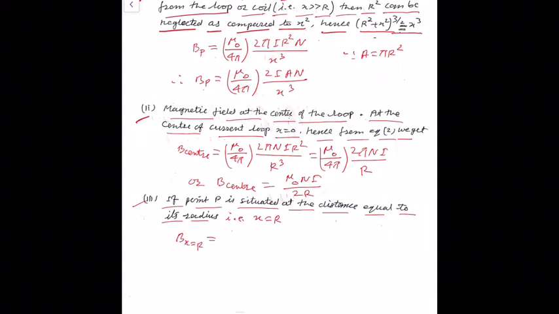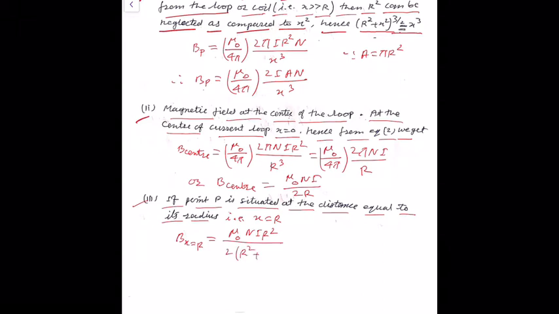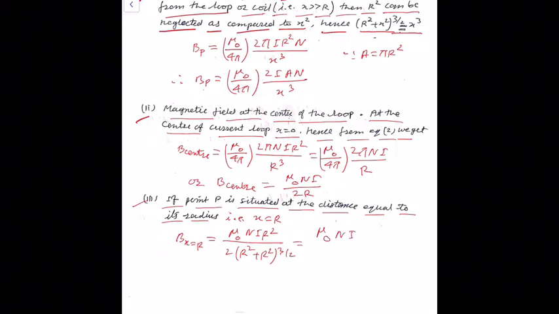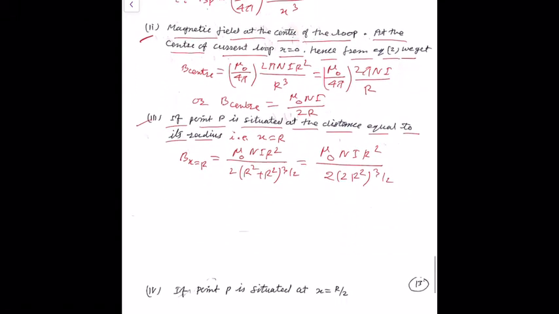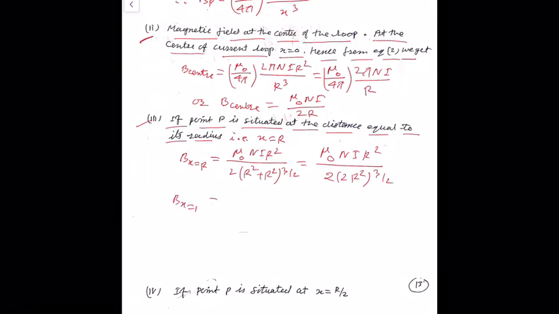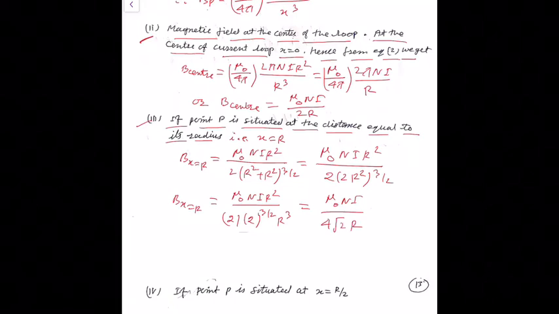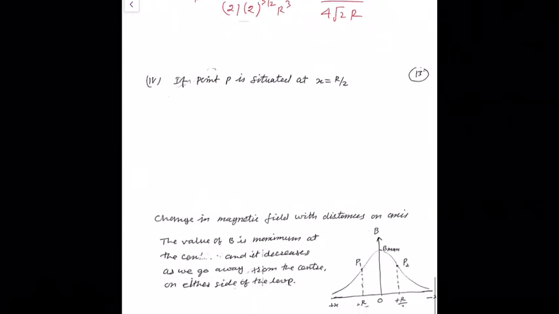Third, if point P is situated at a distance equal to its radius, that is x equal to R, we have B at x equal to R is equal to mu naught n I R square upon 2 (R square plus R square) power 3 by 2, or we can write mu naught n I R square upon 2 (2R square) power 3 by 2, or B is equal to mu naught n I upon 4 root 2 R. Clear?